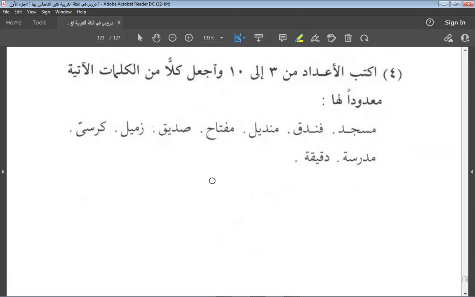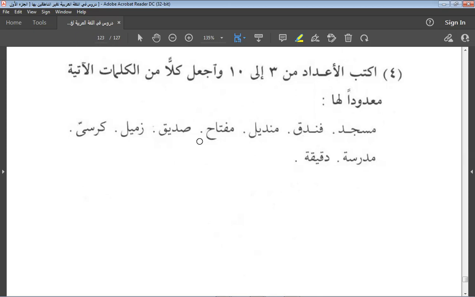And then he says, Uktubul a'dad min talata ila ashara. So you see here, he comes out clear to us with the qaida. Write the numbers from 3 to 10. Waj'al kullan min al-kalimat al-atiya ma'dudan laha. We've seen this kind of assignment where you put a number from 3 to 10 in front of these words. So he says, Salathatu masajida. Arba'atu fanadiqa. Khamsatu manadila. So you do it like that for all the rest.